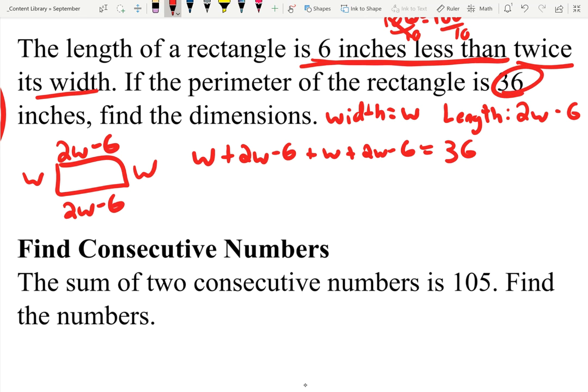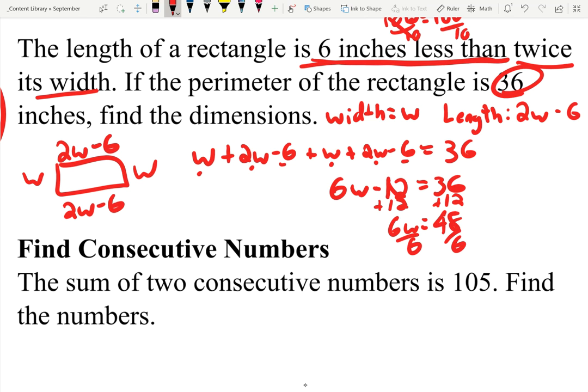So let's count up the W's. We have 1W and 2W's and 1W and 2W's. So all together, that adds up to 6W's. And then minus 6 means minus 12. So 6W minus 12 is equal to 36. So add 12. So 6W is equal to 48. Then divide by 6. And we see that W is equal to 8.